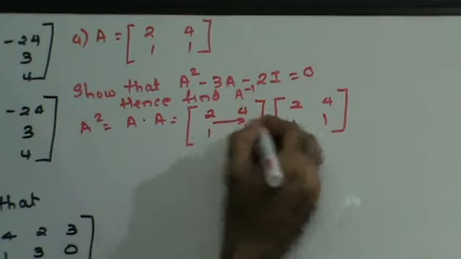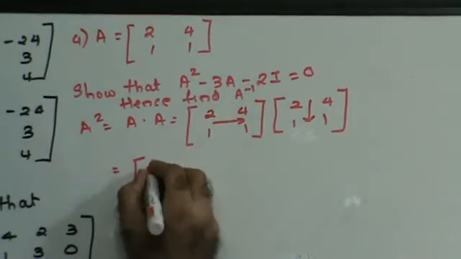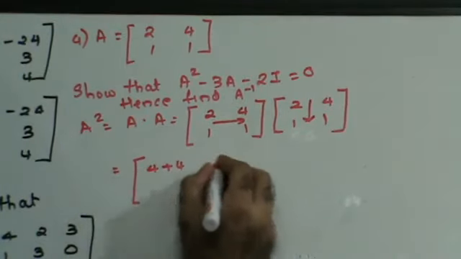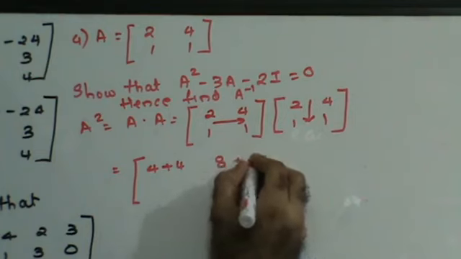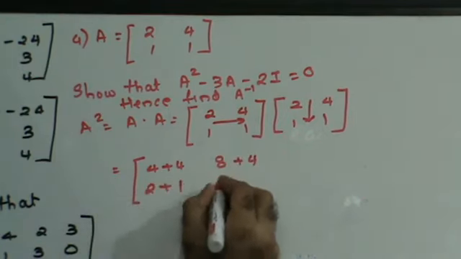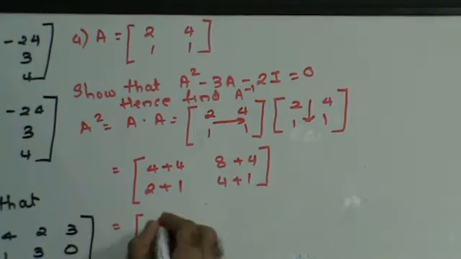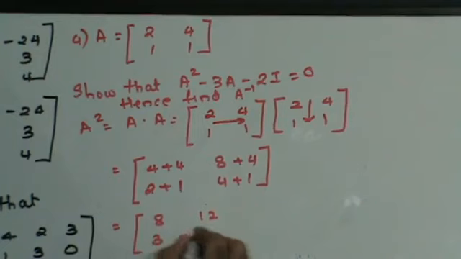How do you multiply? Rows into columns. 2 2s are 4 plus 4. 4 2s are 8 plus 4. 2 plus 1. 4 plus 1. This is nothing but 8 12, 3 5.